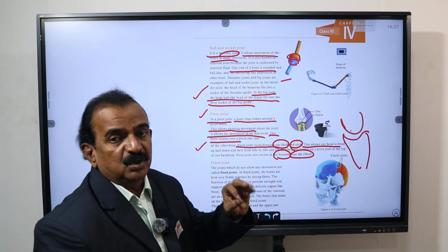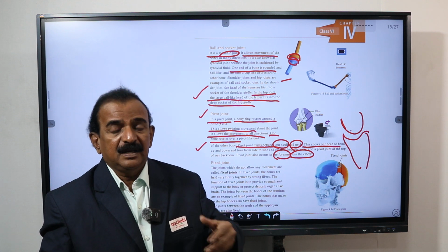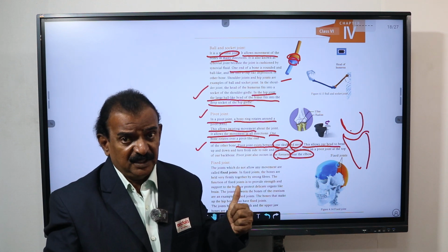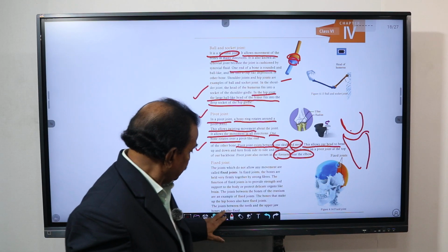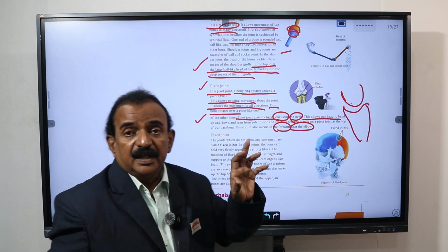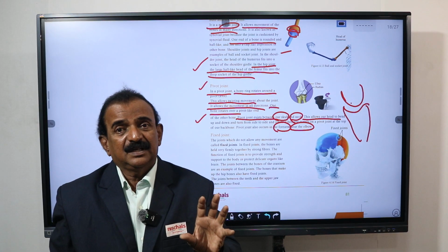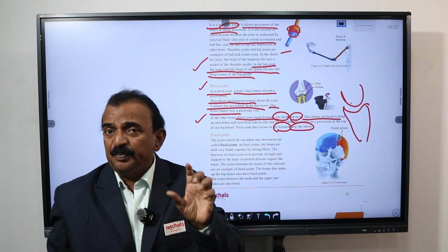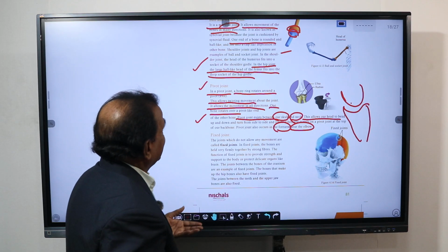Pivot joints also occur in the forearm near the elbow region. Here on page number 81, you are observing a description of pivot joint, hinge joint, and also ball and socket joint.